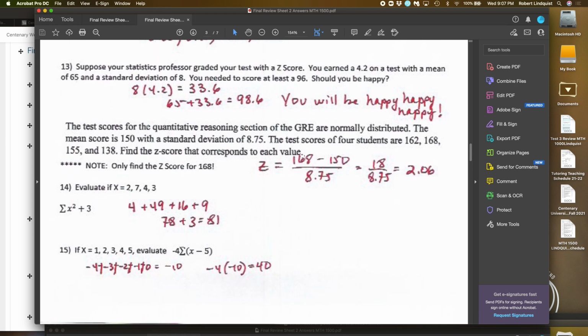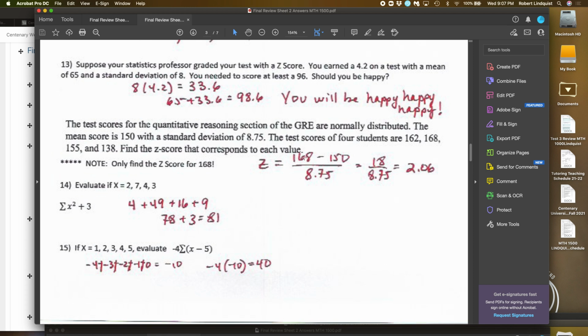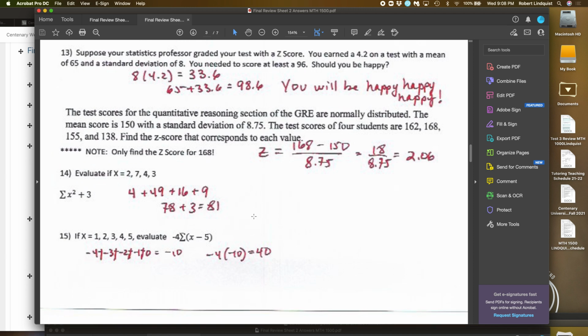The test scores for the quantitative reasoning section of the GRE are normally distributed. The mean score is 150 with a standard deviation of 8.75. Find the z-score. We don't want each value. We only want to find the one for 168. So 168 minus 150 is 18. Divided by 8.75 is 2.06, which means it's a little more than 2 standard deviations above the mean. And that makes sense, right? Because each standard deviation is 8 3/4. Multiply it by 2, you get 17.5. And 18 is a little bigger than that. So it works.